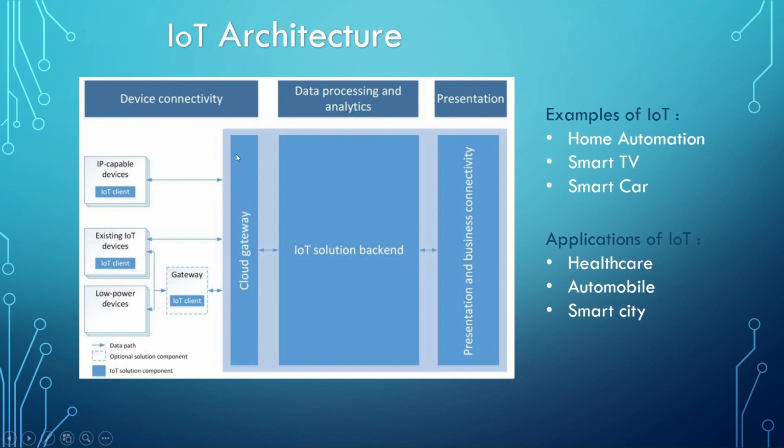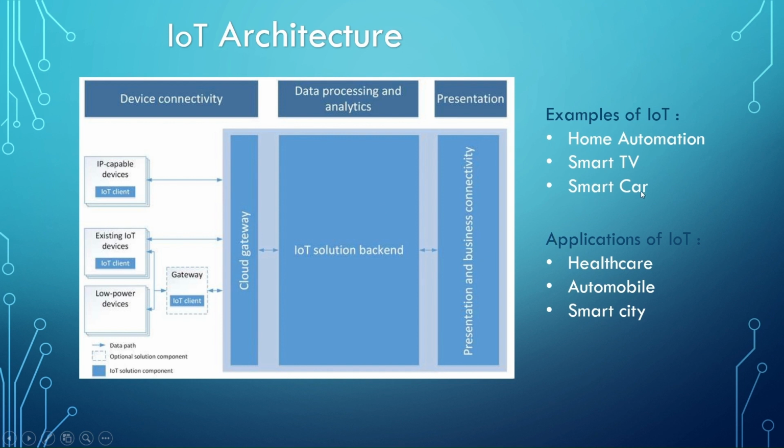Now, IoT architecture. This image is of IoT architecture. The first section is of device connectivity, where the IP capable devices, meaning the devices which can be connected to the internet, are connected to the cloud with the help of the gateway. The next is data processing and analytics, in which the data is processed and analyzed. And the last section is of presentation and business connectivity.